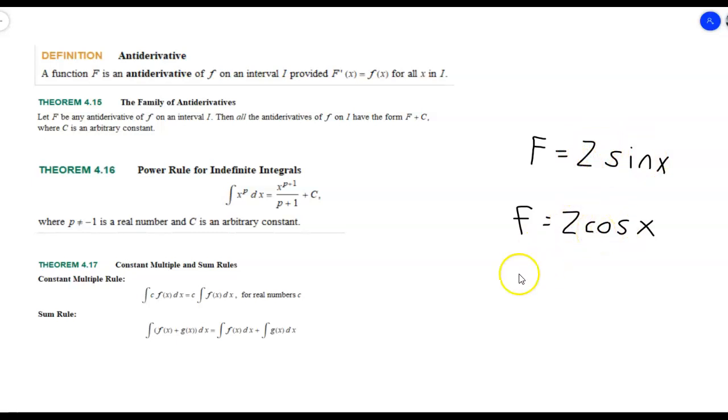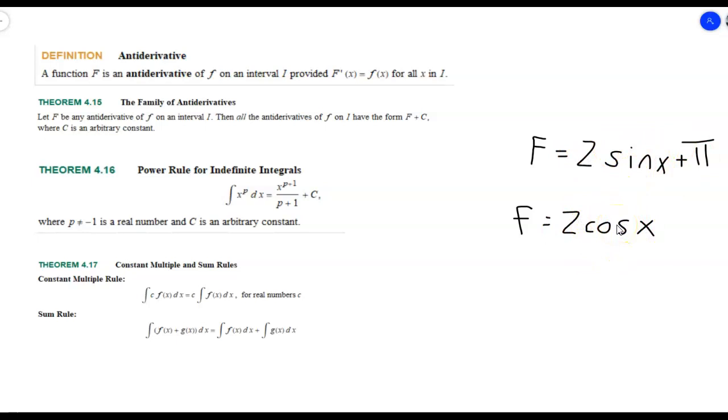So let F be any antiderivative of f on an interval I, then all antiderivatives of f on I have the same form, F plus c, where c is an arbitrary constant. That means it doesn't matter if I add 2, or add pi, or subtract something. When I take the derivative, the constant is going to fall off. So all of these functions, where I'm adding any kind of constant, are still antiderivatives.